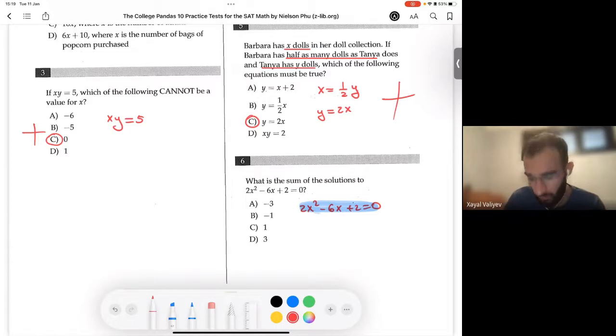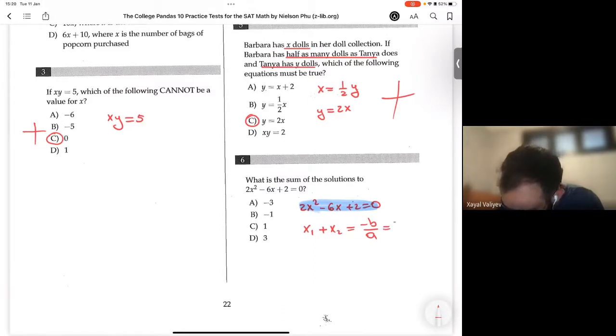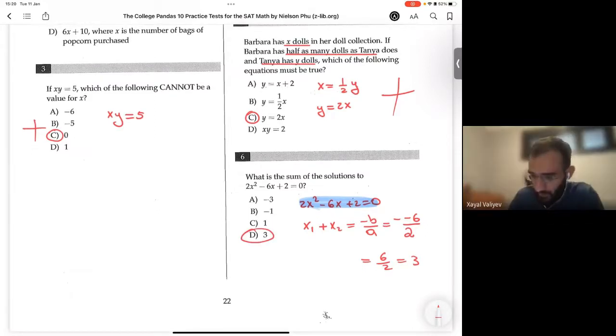But what we also know from Vieta's theorem, if you remember, is that if you add the roots, that will be negative b over a. That means negative negative 6 over a, which is 2. That means 6 over 2, which is 3. Yes? The answer will be D.